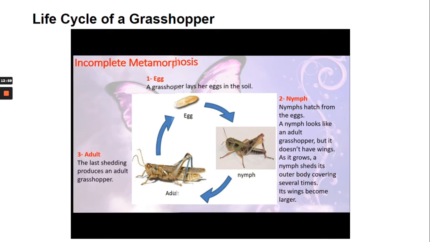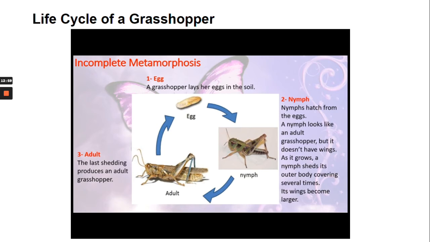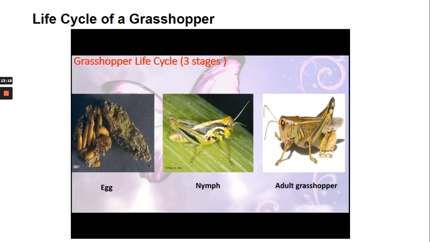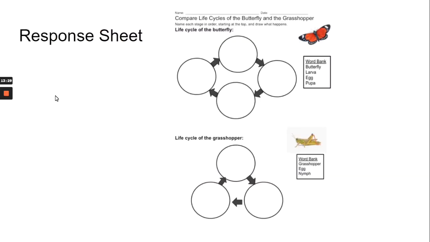As it grows, a nymph sheds its outer body covering several times. Its wings become larger. Adult. The last shedding produces an adult grasshopper. Grasshopper life cycle: egg, nymph, adult grasshopper.